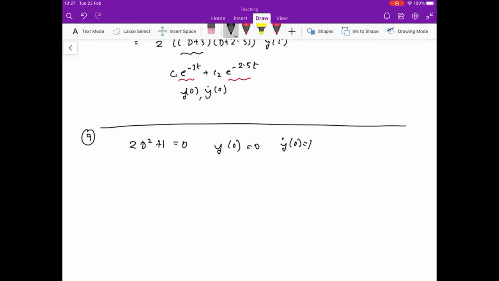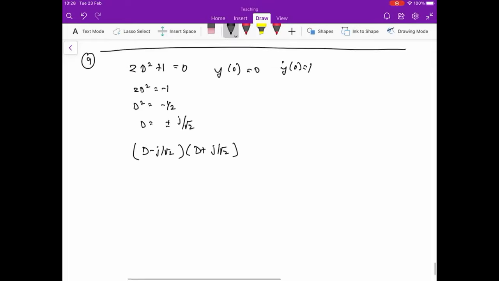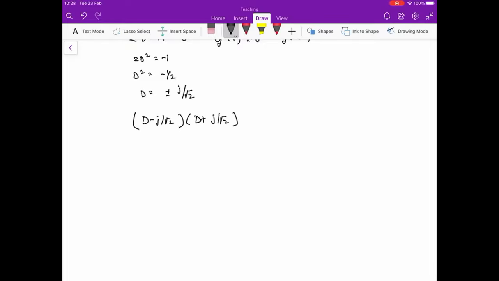Okay, to compute this, first we're going to factorize this one, and the way to factorize it is basically 2D squared equals minus 1. And so D squared equals minus 1 over 2, or D equals plus or minus j over root 2. So the terms are going to be (D minus j over root 2) and (D plus j over root 2). That's just the factorization. Then we get two exponentials from it, which will be c1, corresponding to the first one. Let me just do this plus and minus because that's the way I have it in my notes.